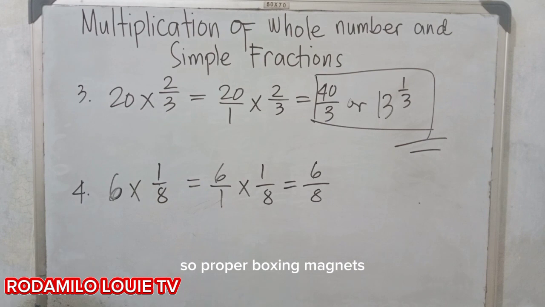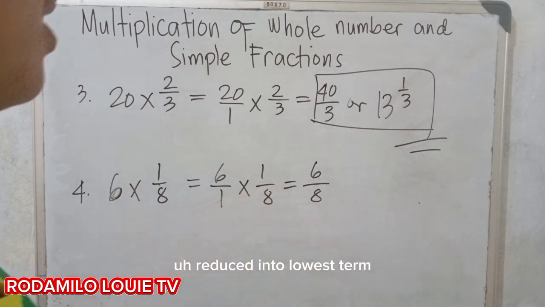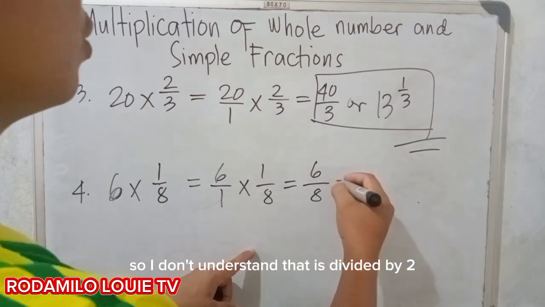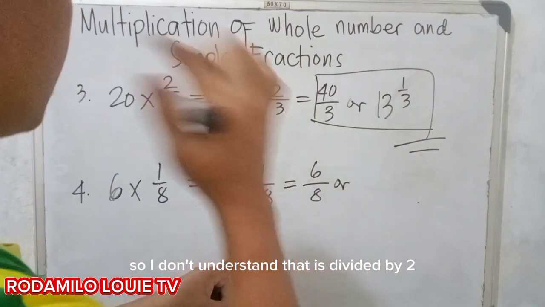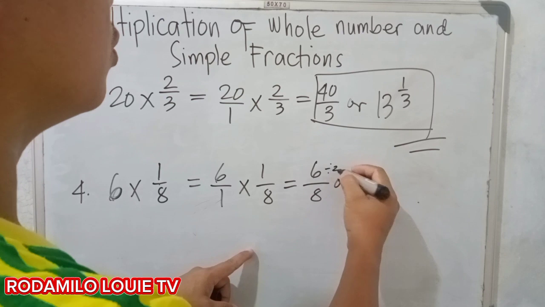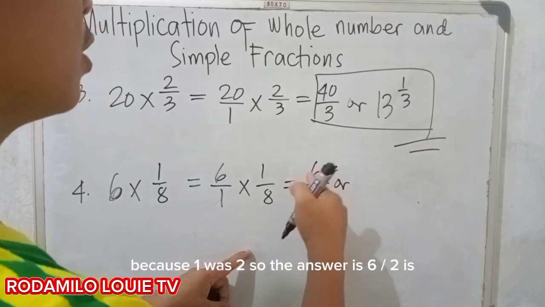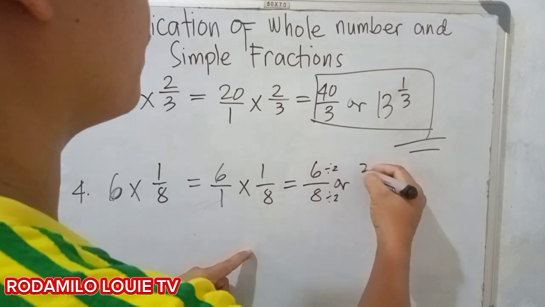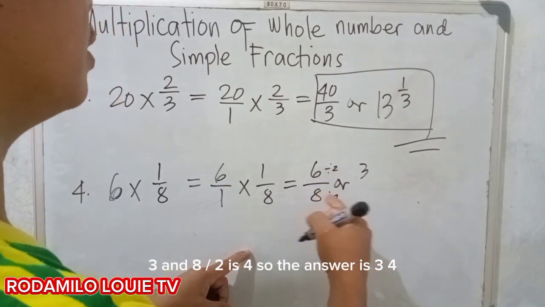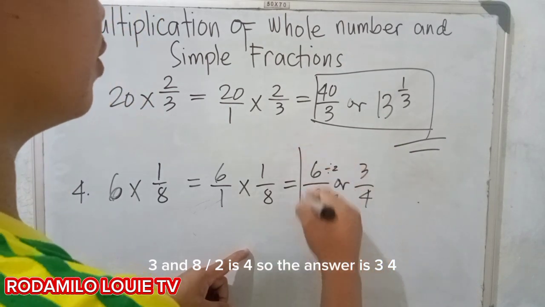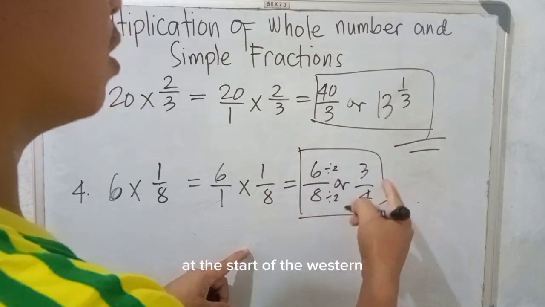So, proper fraction man, let's reduce into lowest term. So, atong lowest term na is divided by 2. So, atong answer is 6 divided 2 is 3, and 8 divided 2 is 4. So, atong final answer is 3/4.